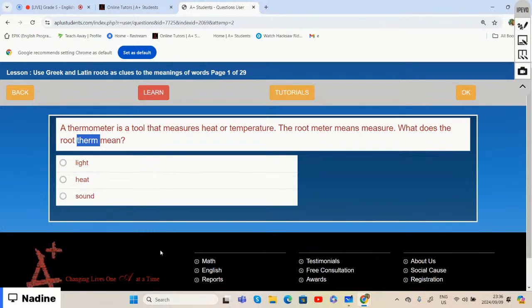Once again, look at the word thermometer. Thermometer means it is a tool that measures heat or it measures temperature, right? The root meter within that word is measure. But now, what does the word therm mean? Does it mean light? Does it mean heat? Does it mean sound? Option 1, light. Option 2, heat. Or option 3, sound.